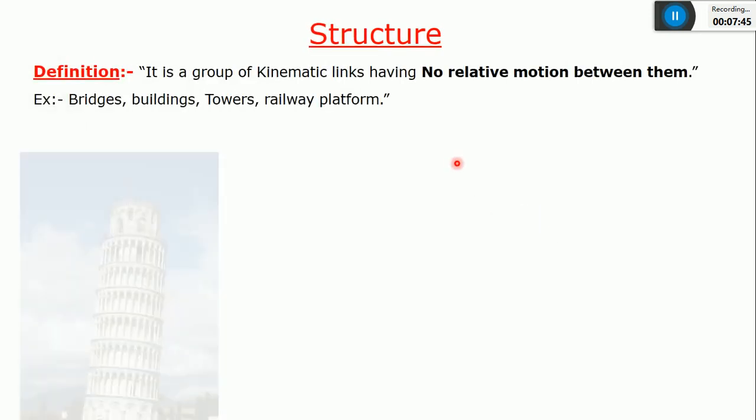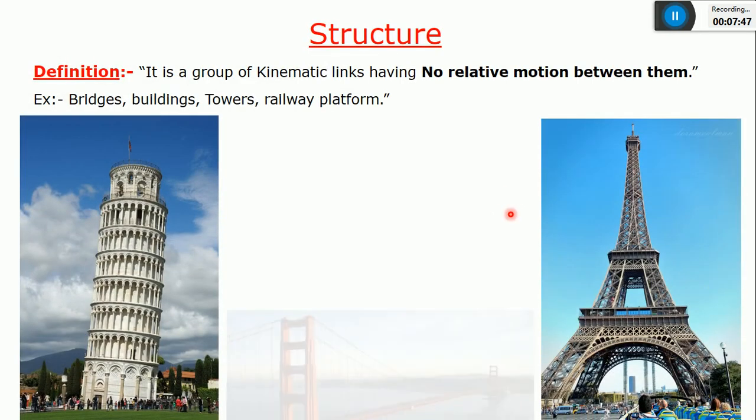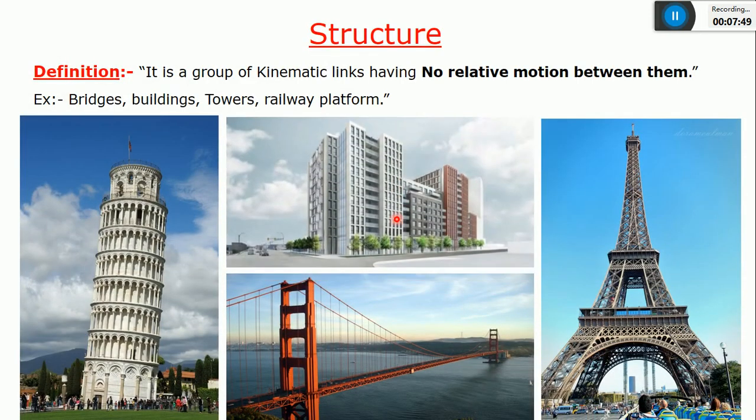Then we have discussed the structure. It's also a group of so many kinematic links, but there is no relative motion between each link. It is also made of so many links or elements or parts. There is no relative motion at all. All are fixed, which act as load carrying members, so you can call it a structure.